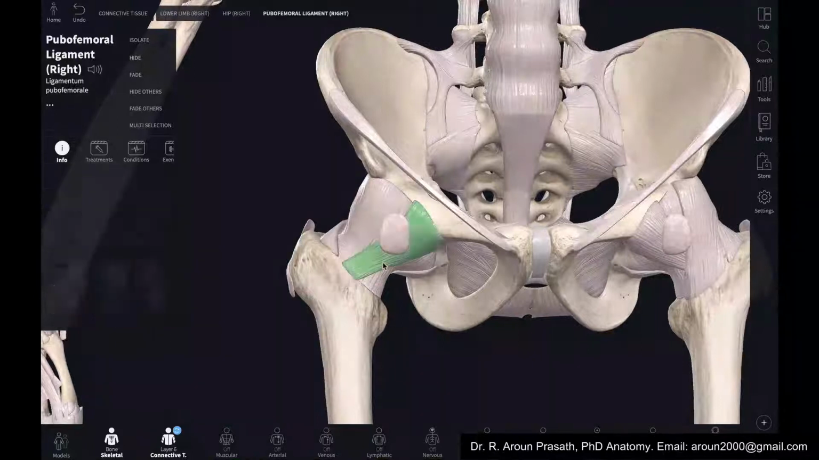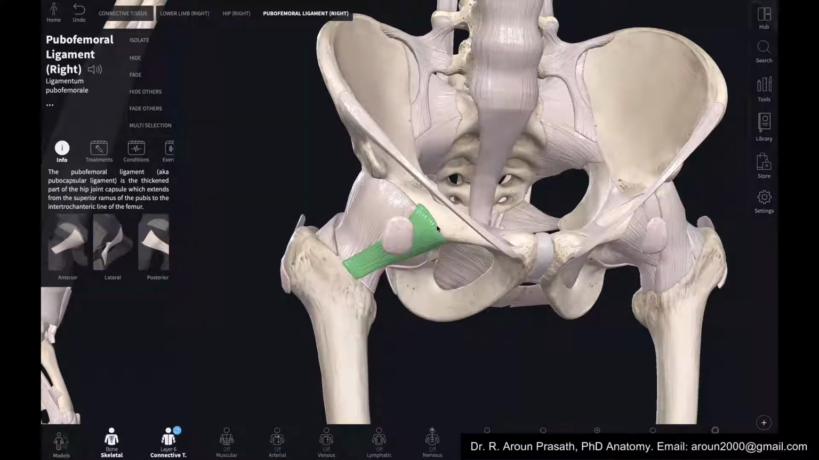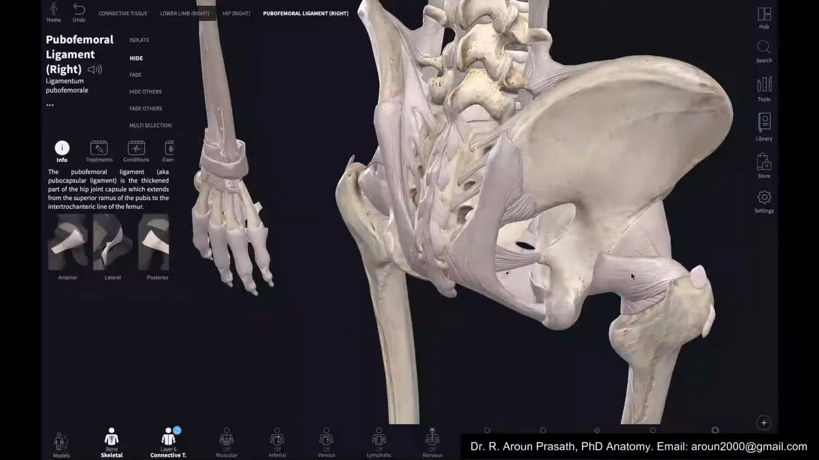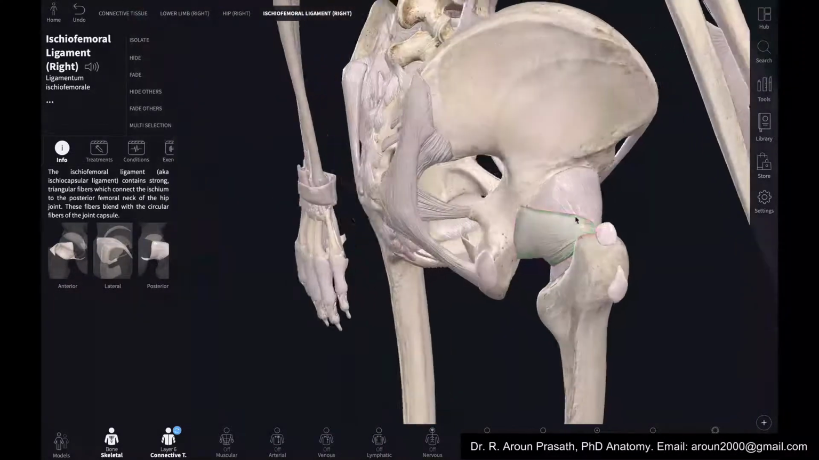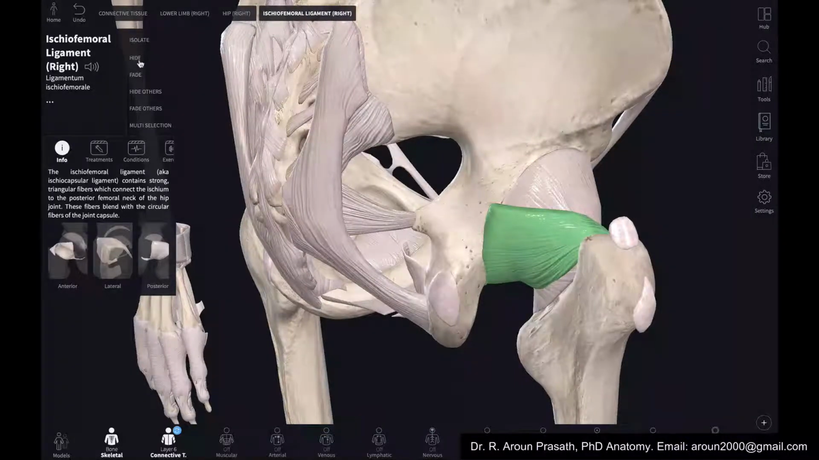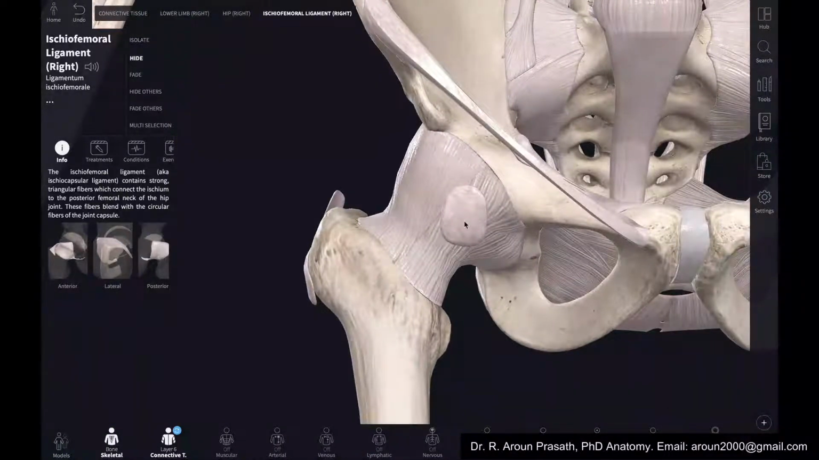Next ligament is the pubofemoral. It is attached to the pubis as well as the intertrochanteric line of the femur. Then the third ligament is the ischiofemoral, that is the ligament between the ischium as well as the femur. This is the ischiofemoral ligament. These are the three main ligaments around the hip joint, that is iliofemoral, pubofemoral and the ischiofemoral ligament.